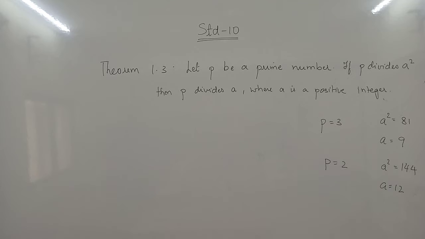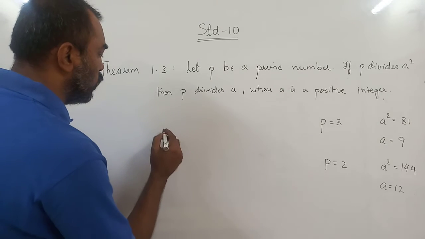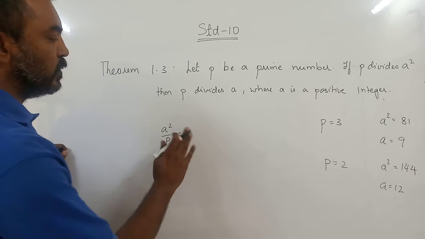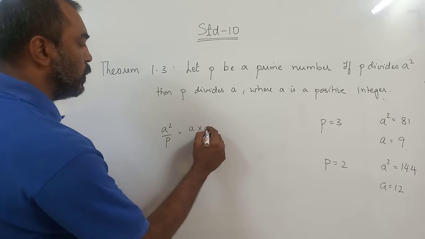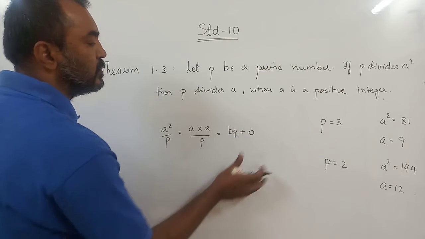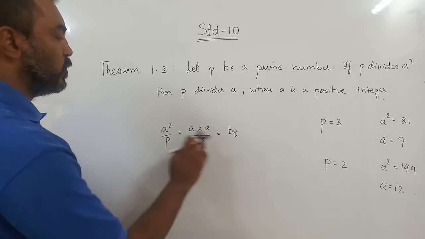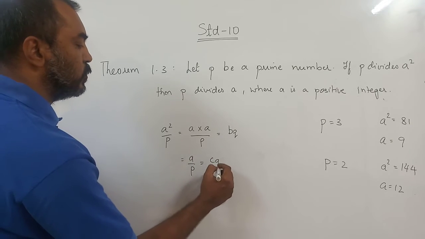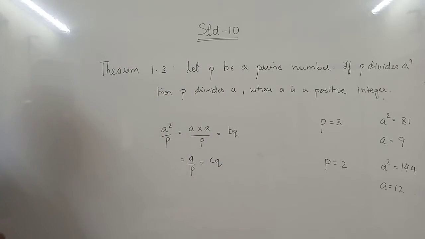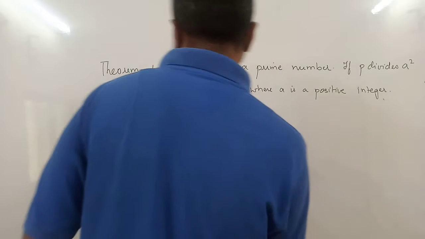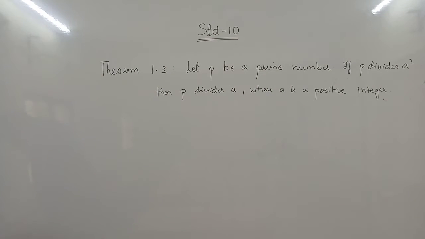And we'll write it in the new form now. P divides A square means what? A square upon P is a number with no remainder. Means A into A upon P, we have something like BQ plus R, but R is 0. So only BQ. So if this is the case, then A upon P we can write as CQ, some number CQ, but again the remainder will be 0. So this is the basic idea. Now we'll see this same in the theorem form, because we have to prove it. So this was the idea to explain to you how this works.